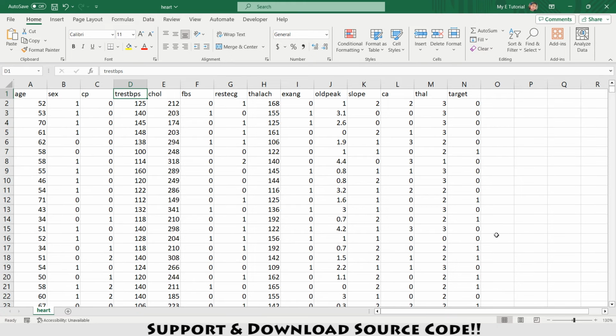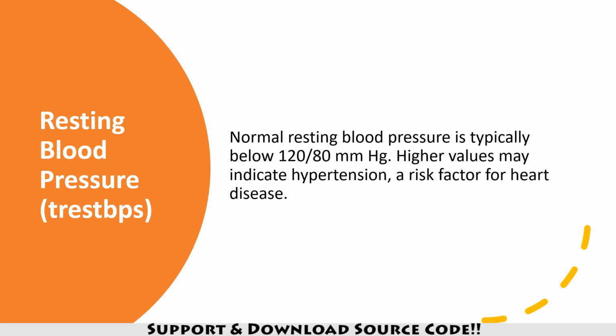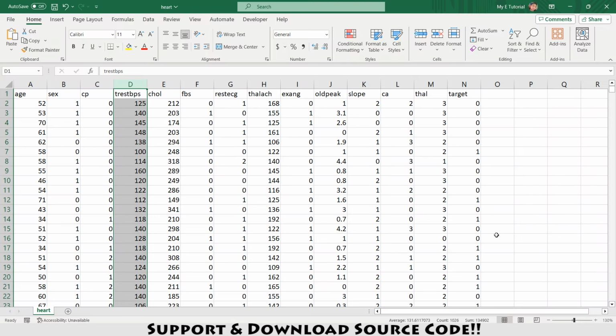The next one is resting blood pressure. Normal resting blood pressure is typically below 120 by 80 mmHg. High values may indicate hypertension, a risk factor for heart disease. So if the value of resting blood pressure is more than 120, that means there can be an issue.